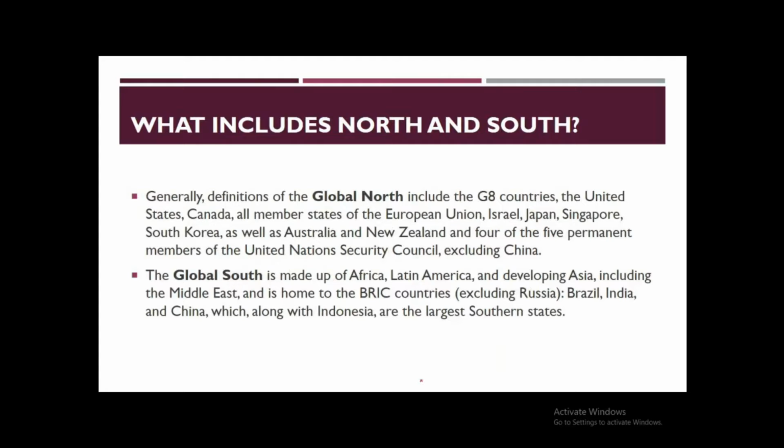So what includes North and South? The global North includes the G8 countries, as we know, the United States, Canada, the European Union states, Israel, Japan, Singapore, South Korea, Australia and New Zealand, and 4 of the 5 permanent Security Council states, excluding China. The global South includes the prominent states in Asia, and the Middle East is the home of BRICS. Excluding Russia, all the prominent states of BRICS are in the global south.